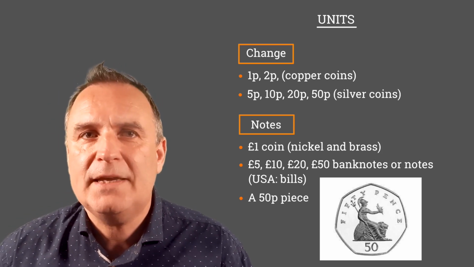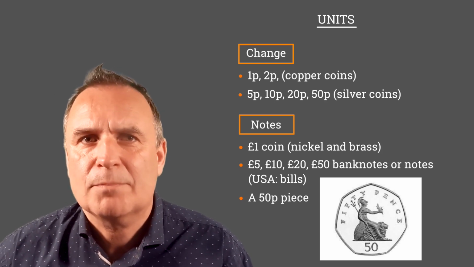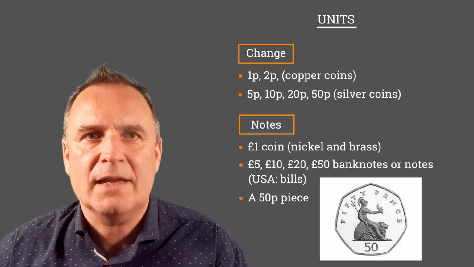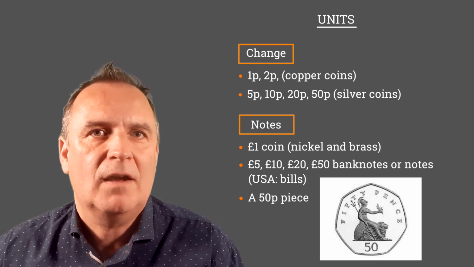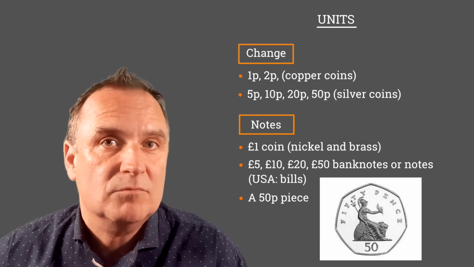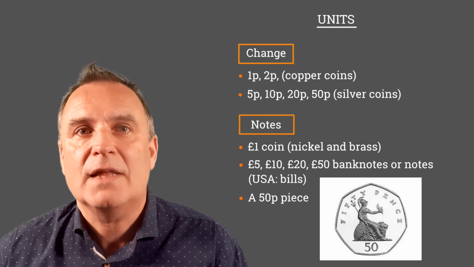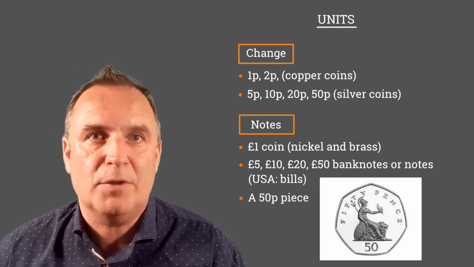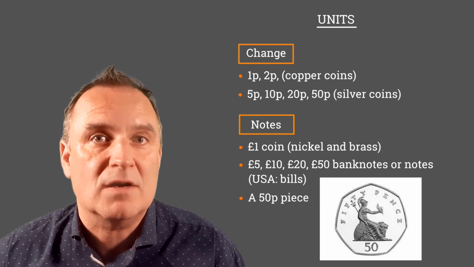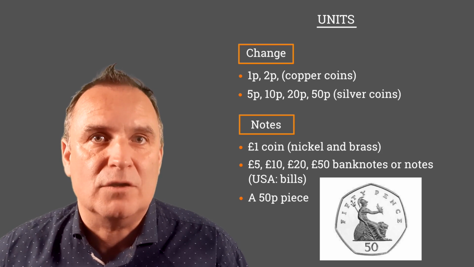Then 5p, 10p, 20p and 50p coins, or pieces we sometimes say, a 10p piece, a 50p piece. These are generally silver coloured, so we sometimes call these the silver coins. Then there's a £1 coin, which is actually composed of 2 colours, nickel and brass. And then, of course, we have the banknotes.